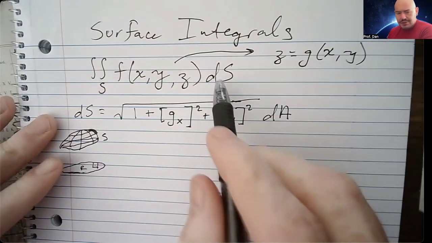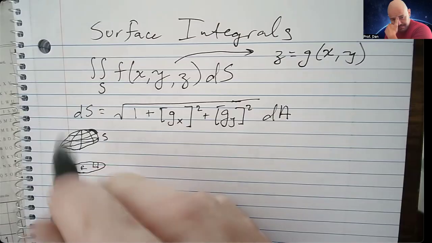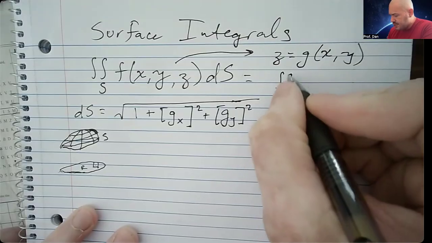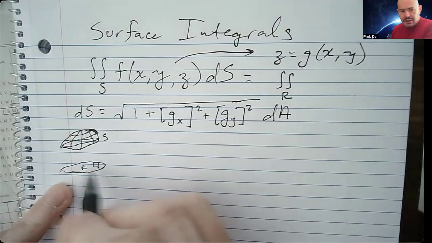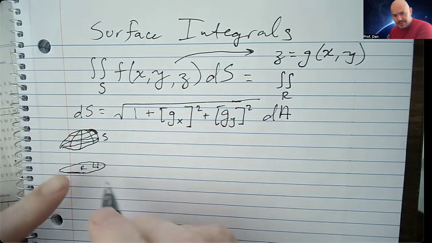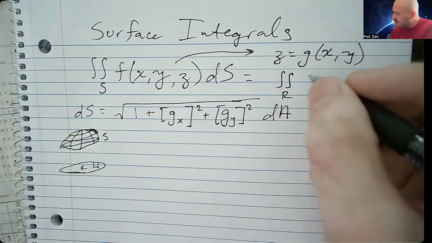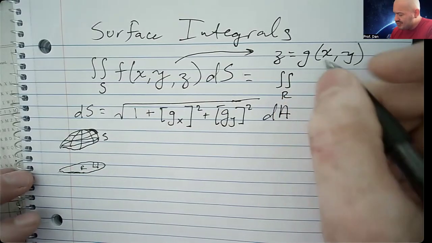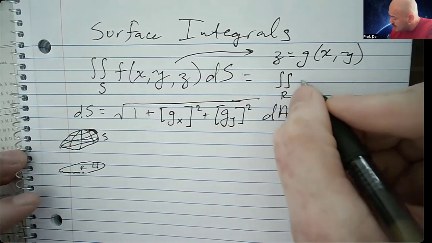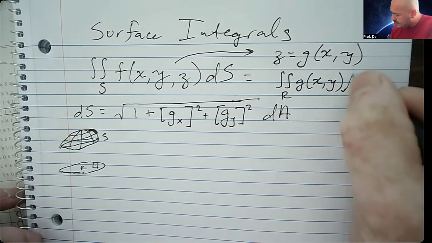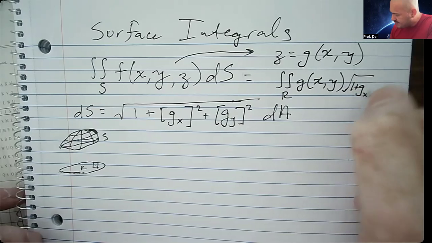So anyway, this is how we rewrite the differential dS. And then essentially the entire surface integral gets rewritten as the double integral over some region R, which is based off of, like I said, the shadow that you would get if you shine a light directly on top of the surface. So a double integral over the two-dimensional region R of g(x,y) times this arc length piece dA.